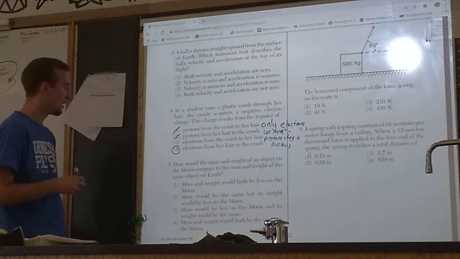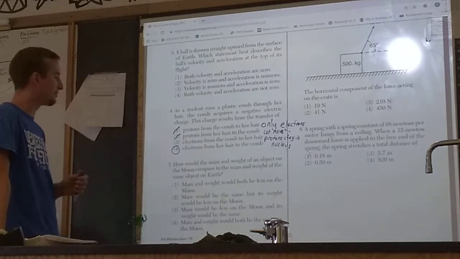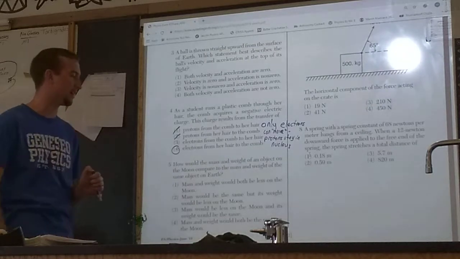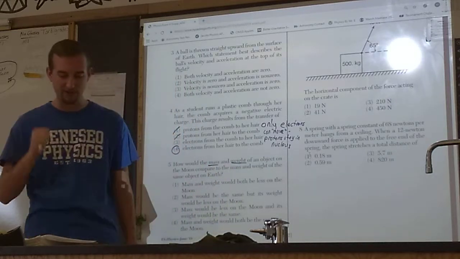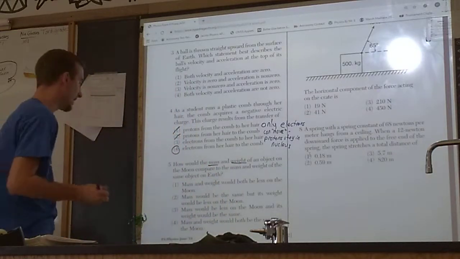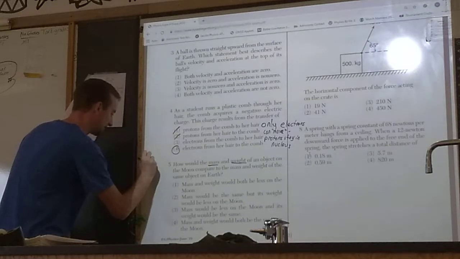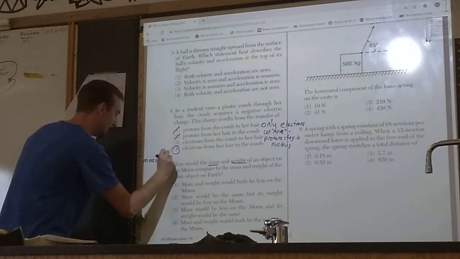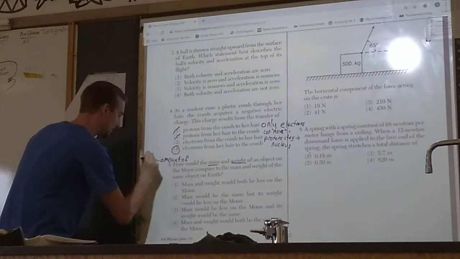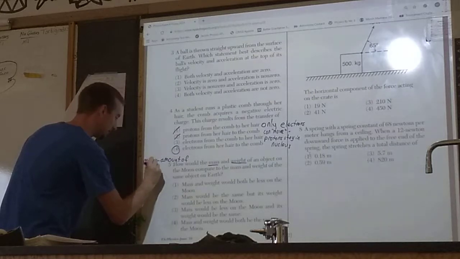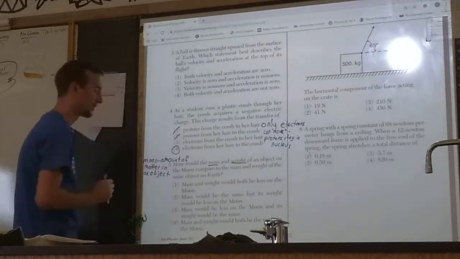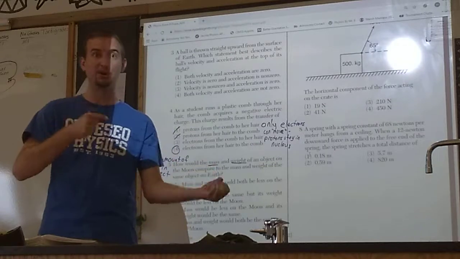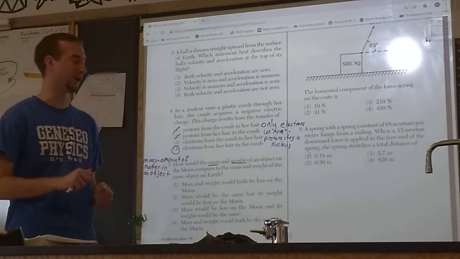5. How would the mass and weight of an object on the moon compare to the mass and weight of the same object on Earth? The key here is we have two different words that you might think mean the same thing. They do not. Okay? Mass is the amount of matter in an object. The amount of stuff, the amount of protons, neutrons, and electrons.